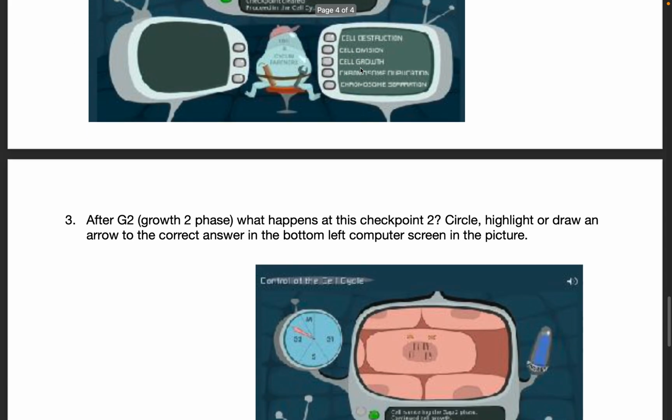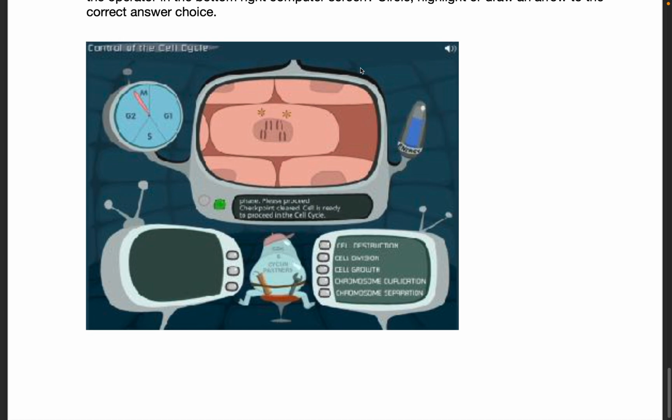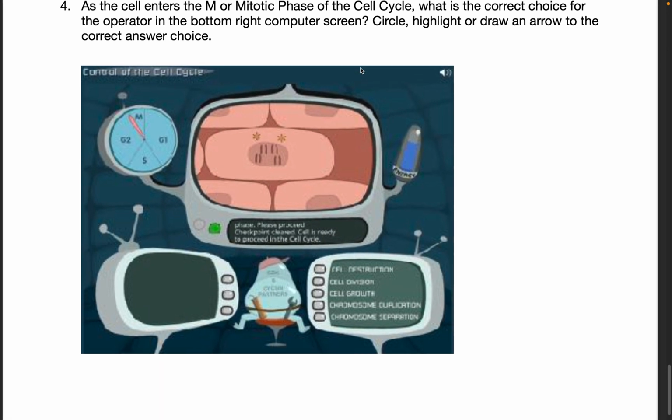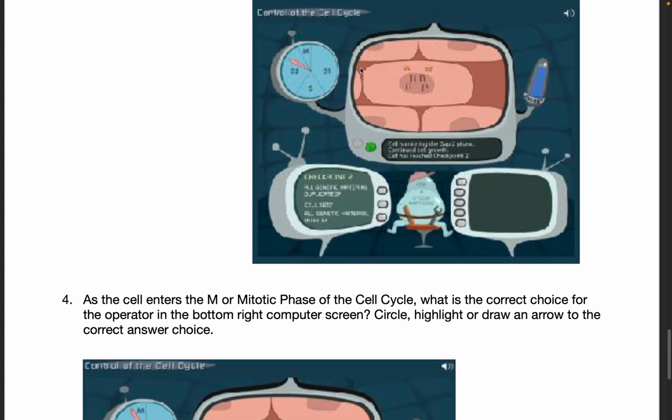And so that's all you have to do for the cell game. There are 4 scenarios for you to answer. Notice the answer choices are in the computer screens, left or right, and you have to circle it, draw an arrow to it. You can rewrite it if you want, and then that's it.